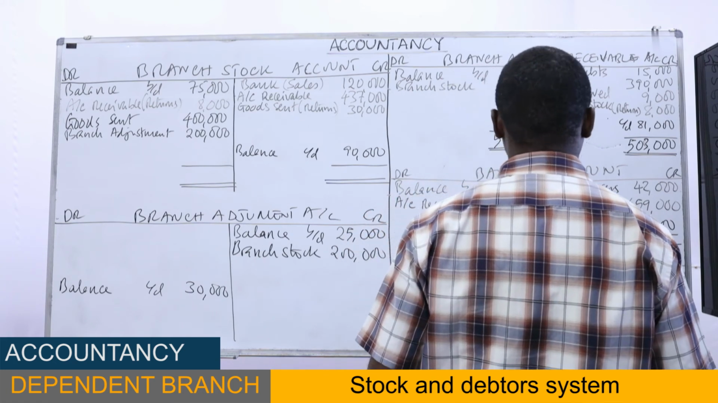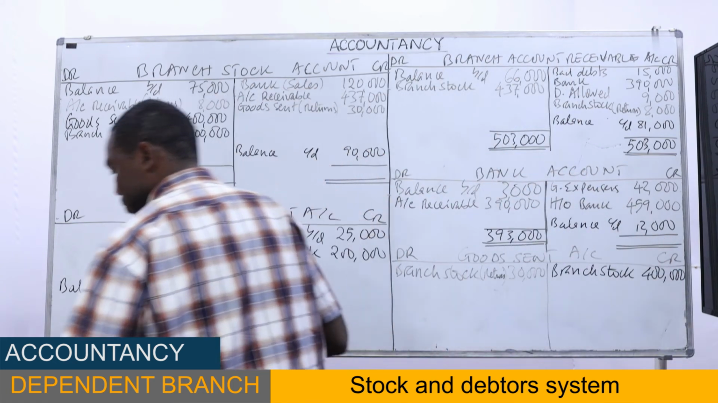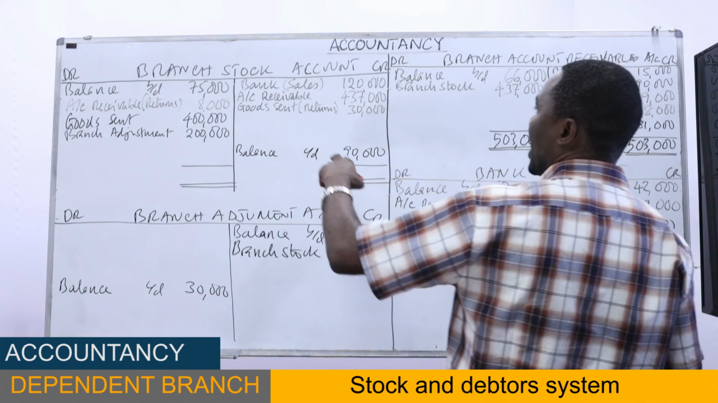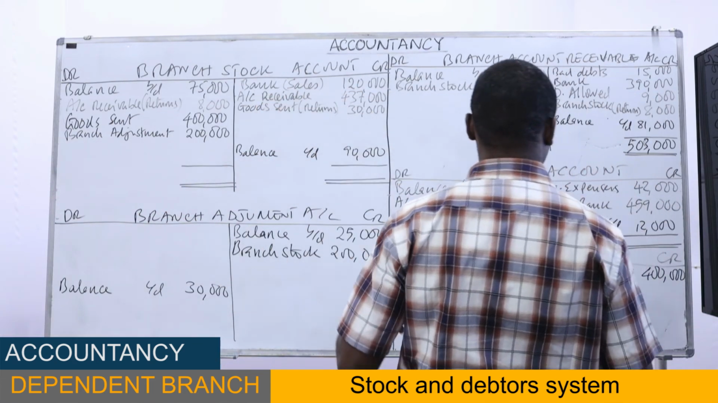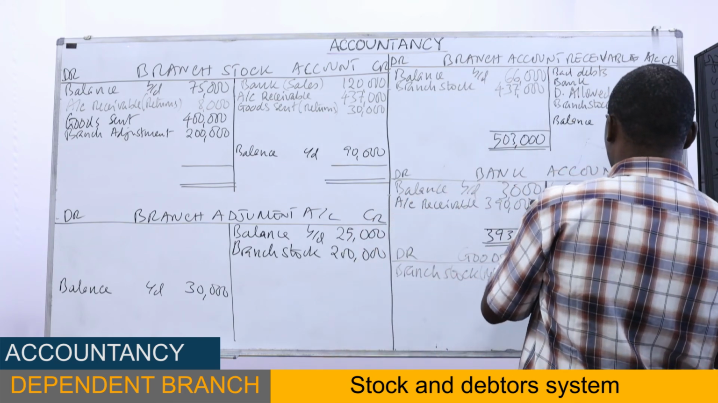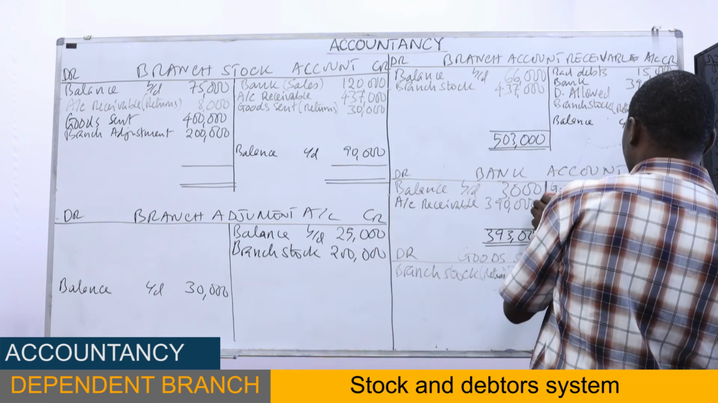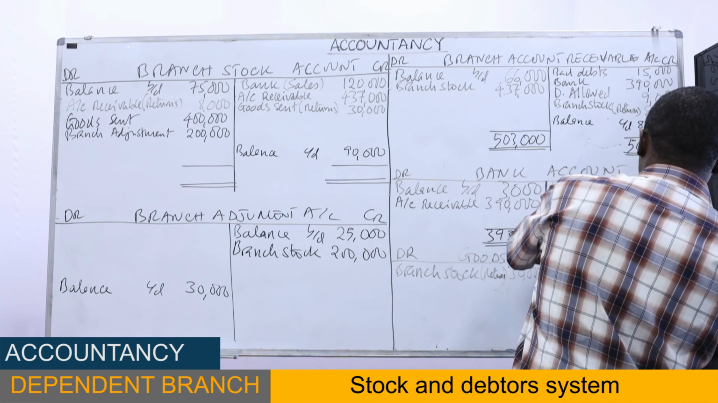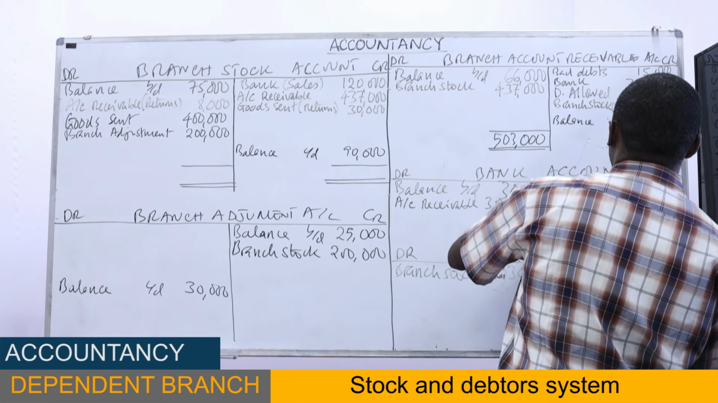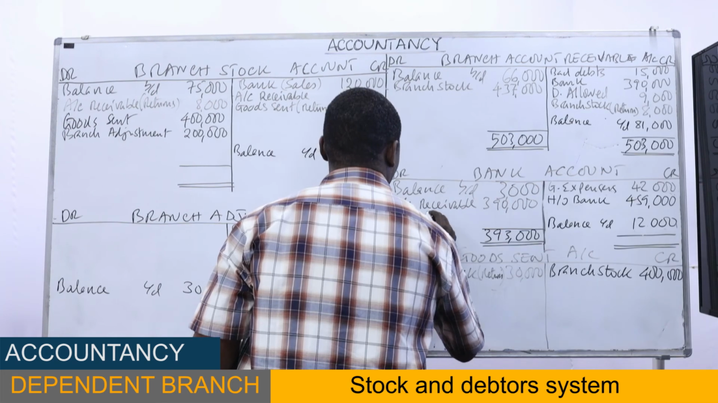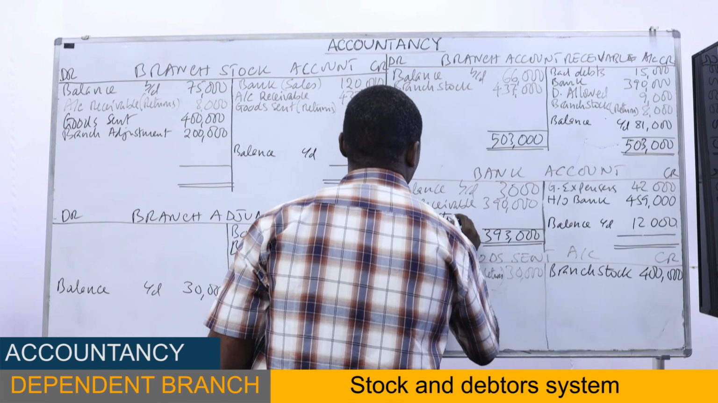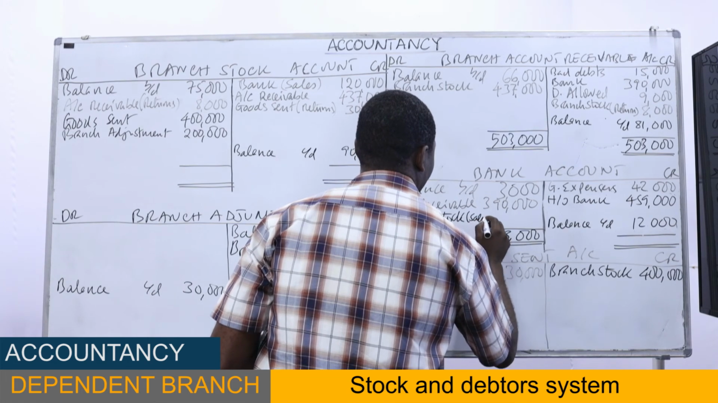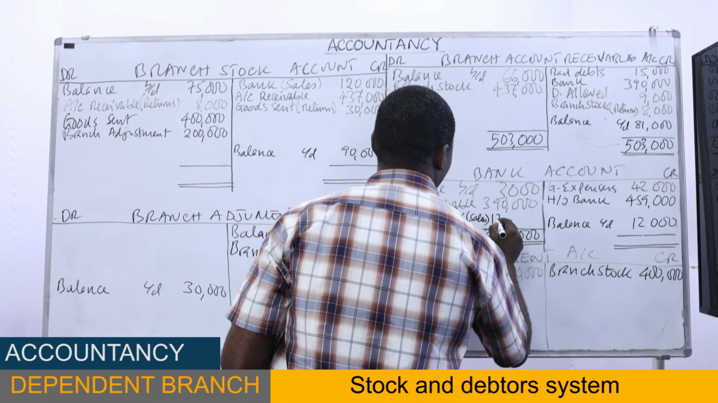Okay, there is one entry left. Yes, I've seen it. There were cash sales banked. We have not posted it here. Okay, let us enter that amount. Branch stock, that is, yes, sales. It was how much? 120.